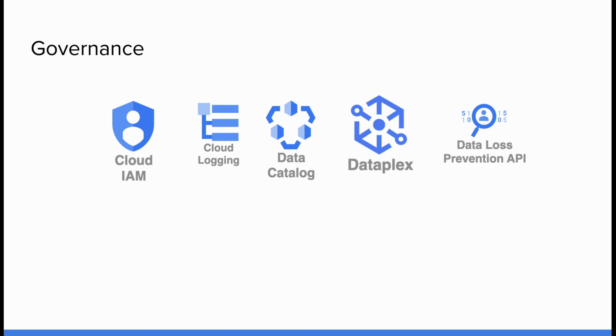Data Loss Prevention, or the DLP API, plays a critical role in identifying, classifying, and protecting sensitive data. It's used for de-identifying or redacting sensitive information. So this, as you might expect, helps to meet regulatory requirements as well for privacy and ensuring secure data handling.